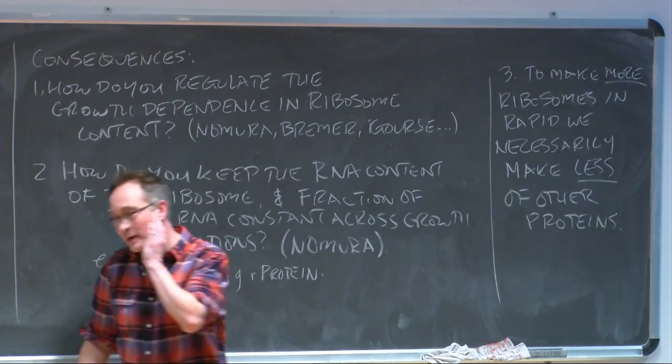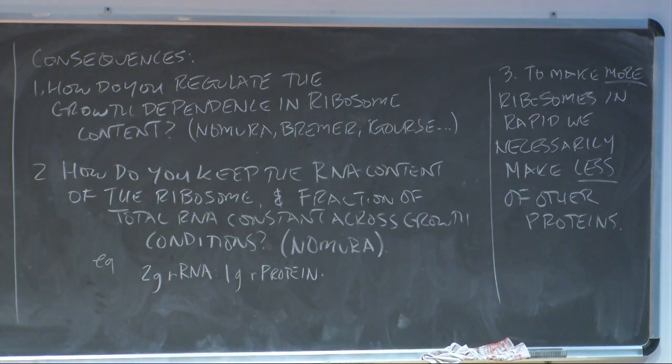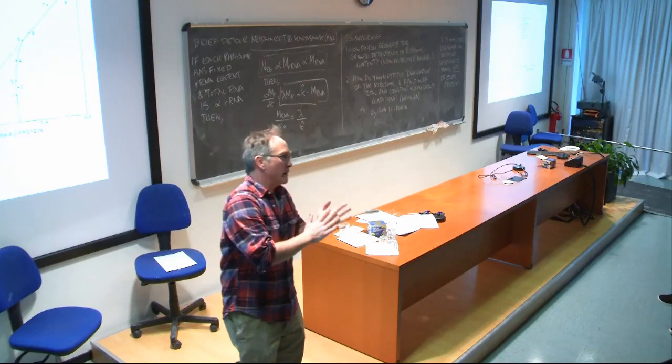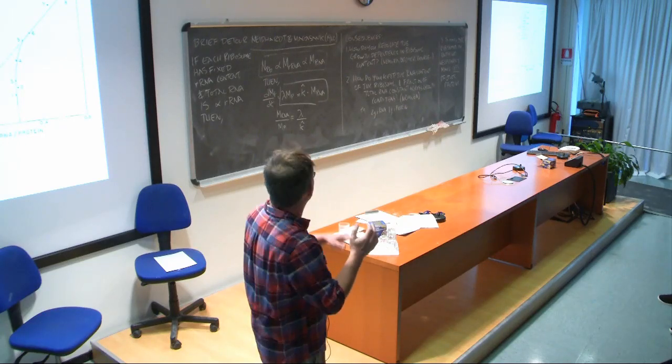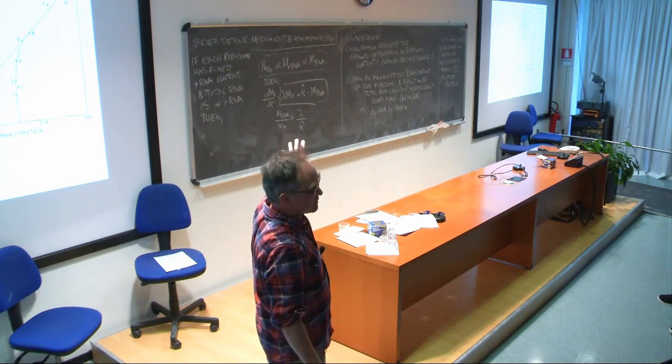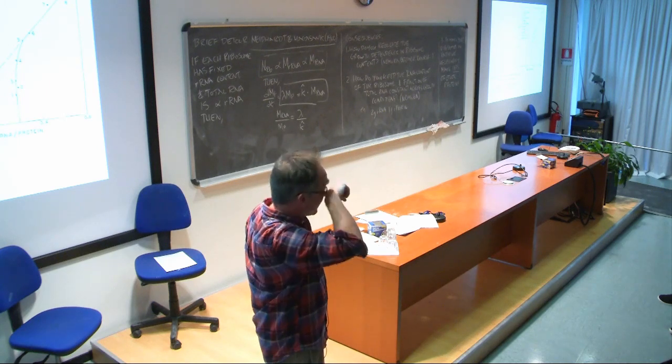Okay, and I'll talk about that constraint in much more detail after we've talked about these historical papers. But just historically, this is at least 3 consequences that come out of this very elegant but small study by Neidhart and Magasanic in 1960.